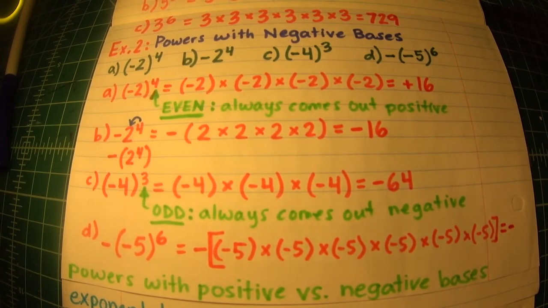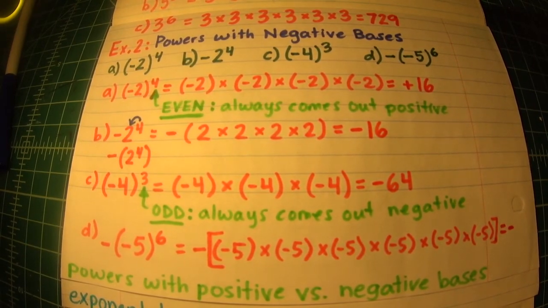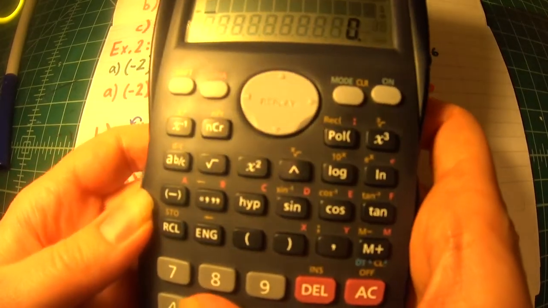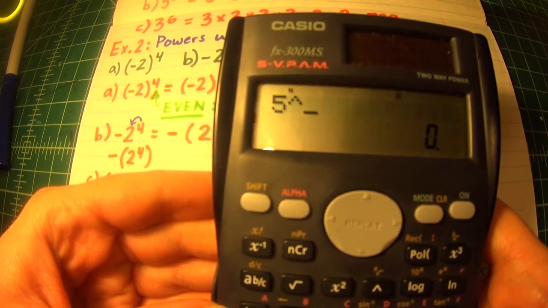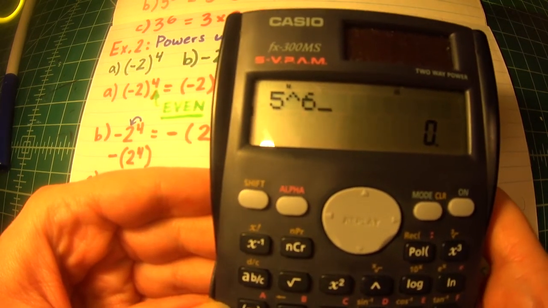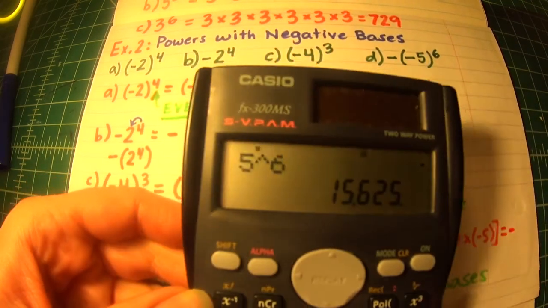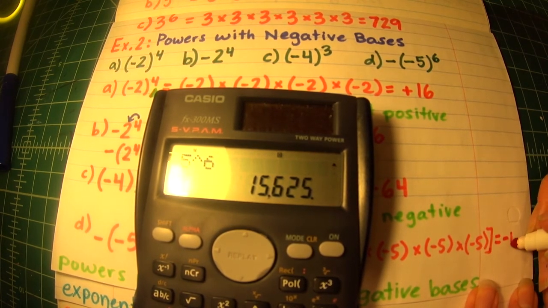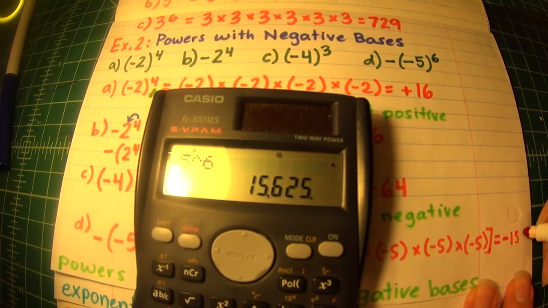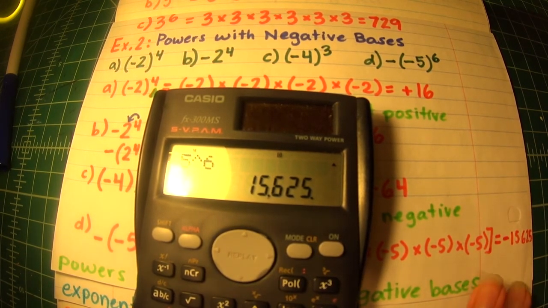So for this one, I'm actually just going to pull out my calculator. And I'm going to just enter this in. 5 exponent 6. And there's my number value. So it comes out to -15,625. That is my final answer there.